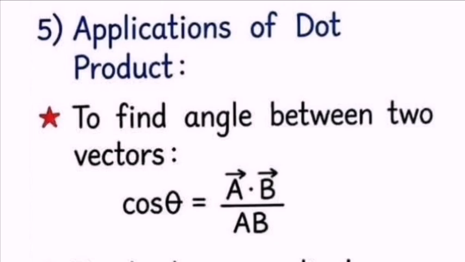Now application of dot product. To find the angle between two vectors, we have to use dot product because cos theta is equal to A dot B divided by the product of their magnitudes.